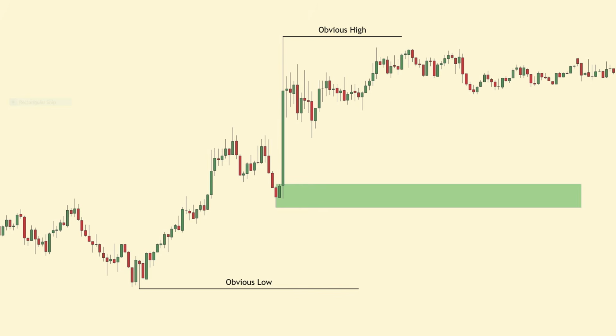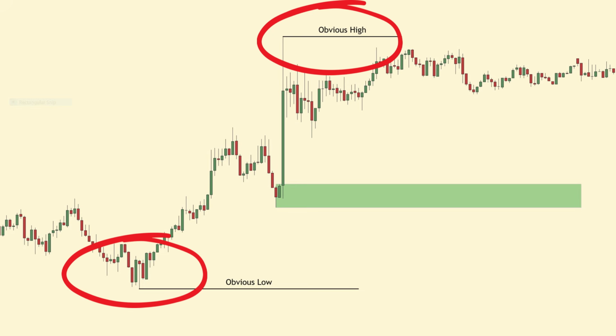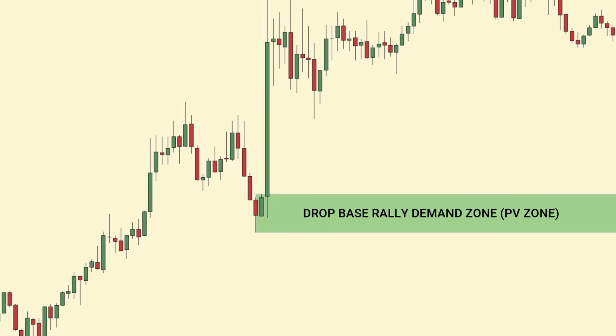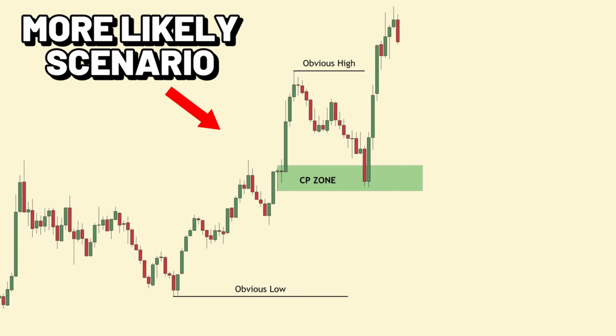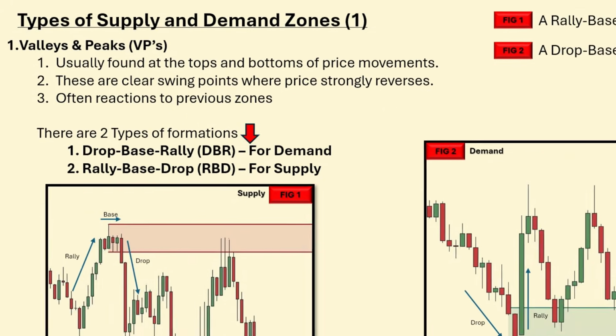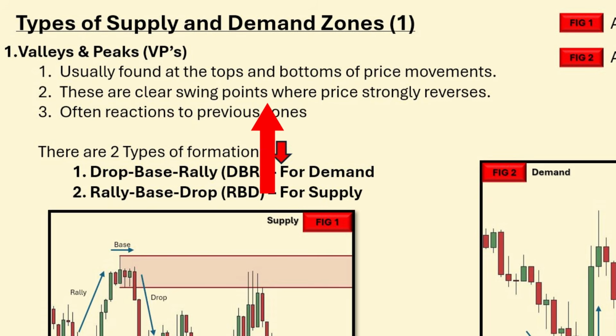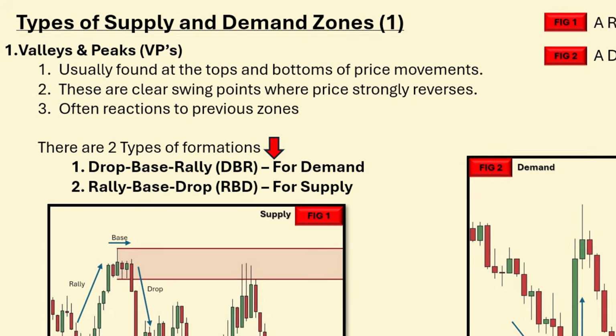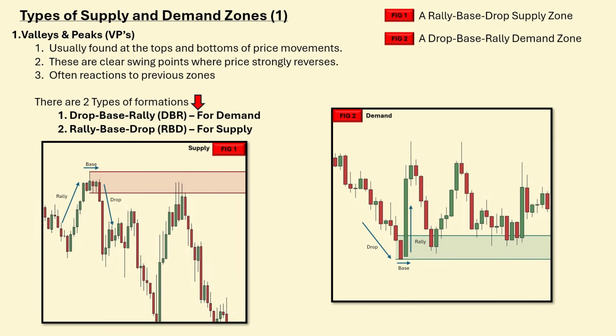In this example here, you can see somewhat of a rare situation where we have our obvious low and our obvious high, and we actually have a PV zone in the middle of that move, which again, is a rare situation. Usually we will find our CP zones in the middle of the move, which we will be talking about in later slides. Now, both of these zones are very strong patterns, but the PV zone specifically is even stronger because these are clear swing points where price strongly reverses. Usually this is a reversal pattern, which indicates a lot of strength and a lot of institutional buying.